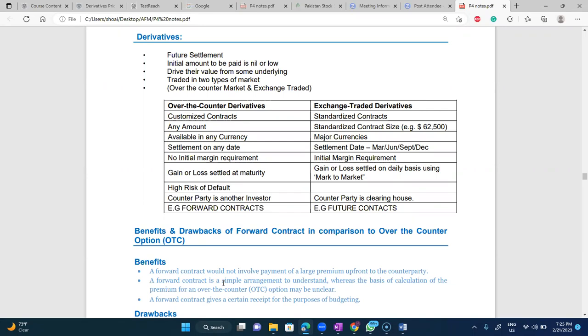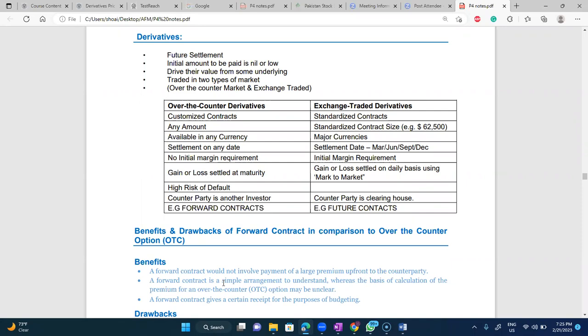What is over the counter? In over the counter, contracts are customized. In exchange traded, standardized contract. In over the counter, you can book any amount, any currency. Settlement date can be any. In exchange traded, currencies will be major. Standardized amount, settlement dates are major.